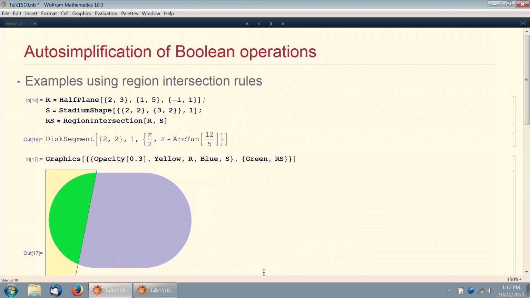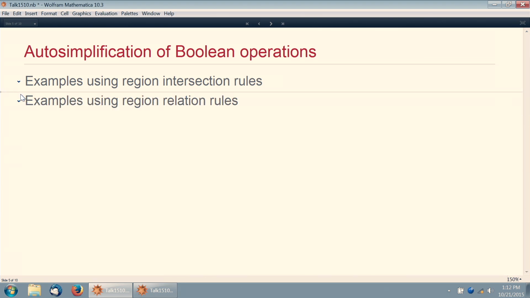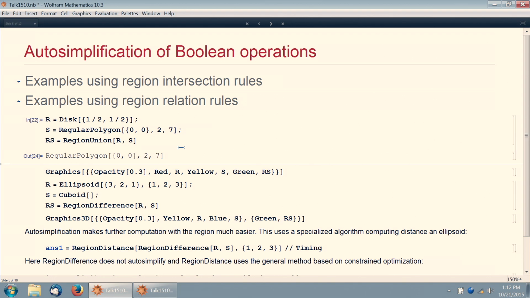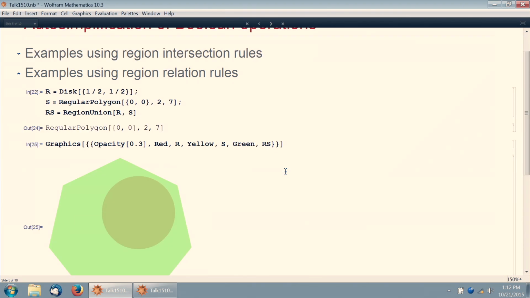So basically, for pairs of special regions, we have a rule that computes the intersection. And here are some examples using region relation rules. For instance, we have here the union of a disk and a polygon, and it turns out to be a polygon because we can decide that the disk is already included in the polygon. So we can auto-simplify.